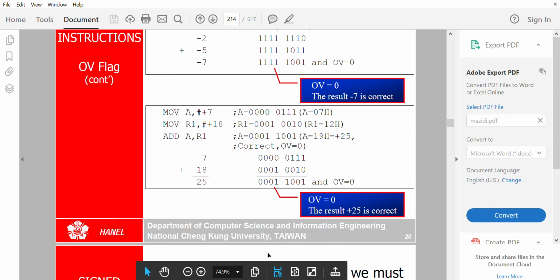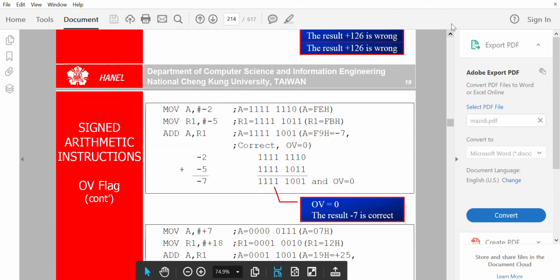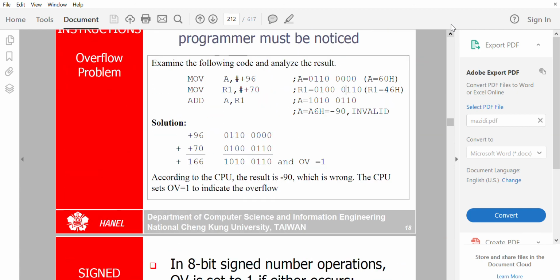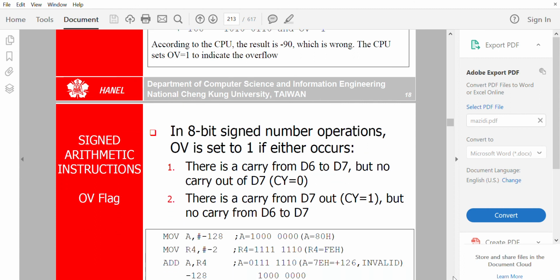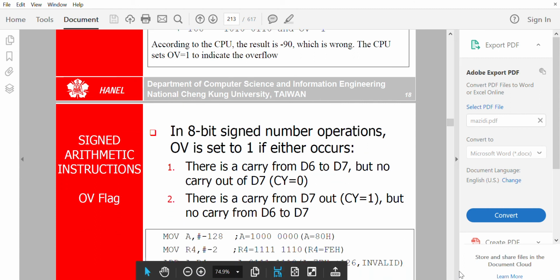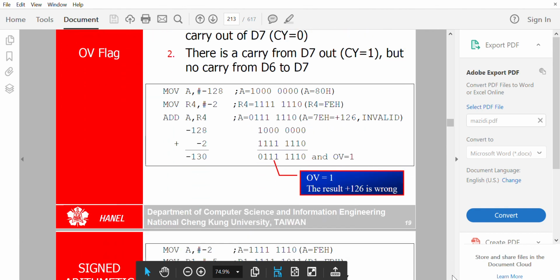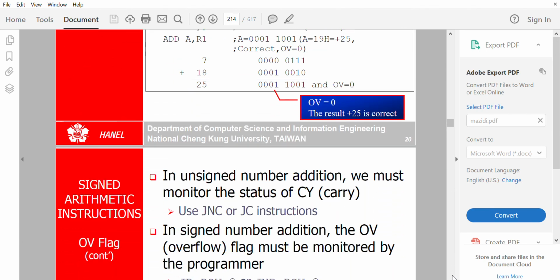So overflow flag is equal to 1 and the answer is incorrect in the case of signed numbers only if there is a carry from D6 to D7 but no carry out from D7, or if there is a carry out from D7 but no carry from D6 to D7. So these are the two cases wherein you have an overflow flag set.